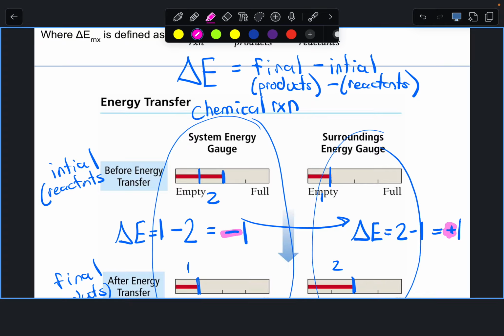The positive, because I'm talking about the change in energy of the system, so sometimes we'll write this as change in energy SYS, system, and we would write this as change in energy of SURR, surroundings. So the change in energy of the system is negative because that's where it's leaving. The change in energy of the surroundings is positive because that's what's taking that energy in.